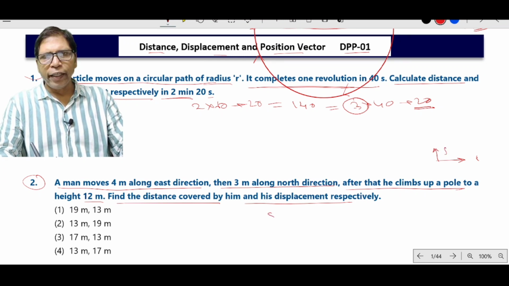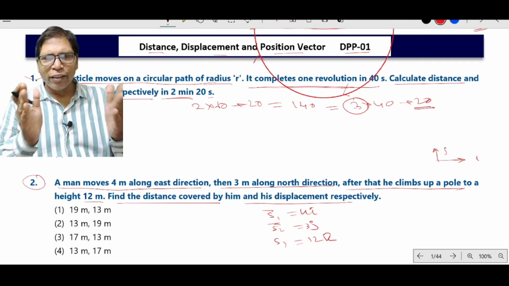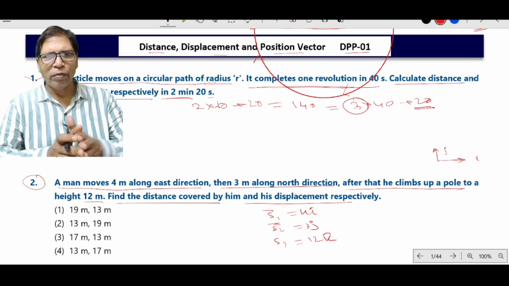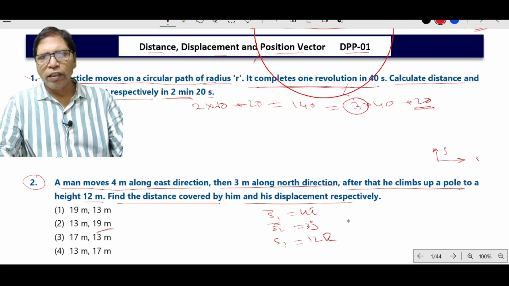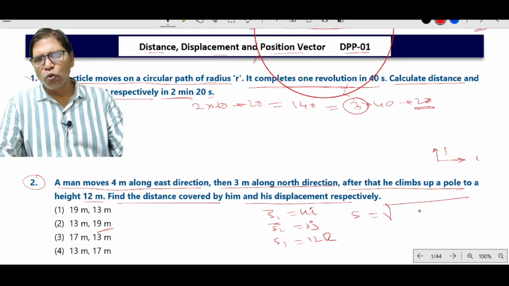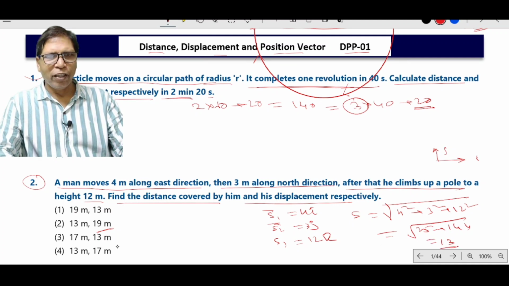So here, S1 vector is 4 i cap, S2 vector is 3 j cap, and S3 vector is 12 k cap. So distance travelled is 4 plus 3 plus 12, that is 19 meter. And displacement S equals root under of 4 square plus 3 square plus 12 square. So this is 25 plus 144, so this is 169, that is 13. Okay, so option 2 is correct.